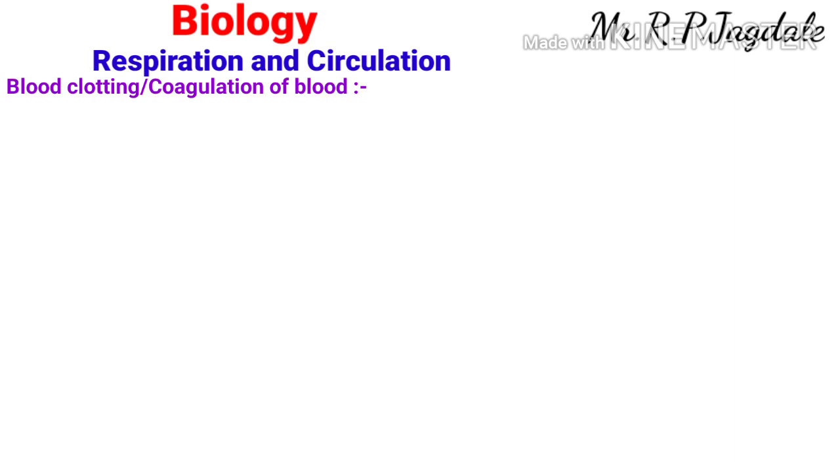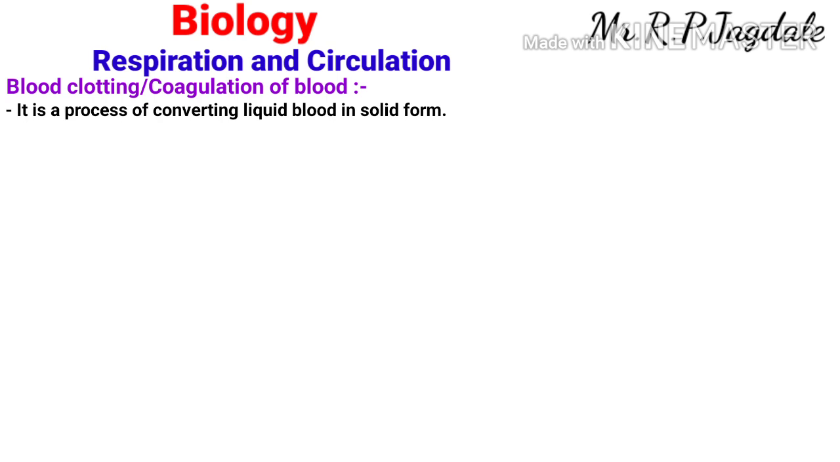Remember, students, that it can be asked in your exams: define blood clotting, or what is blood clotting. The definition is very simple. Blood clotting is a process of converting liquid blood into solid form. So liquid blood is converted into solid form. It is called blood clotting.